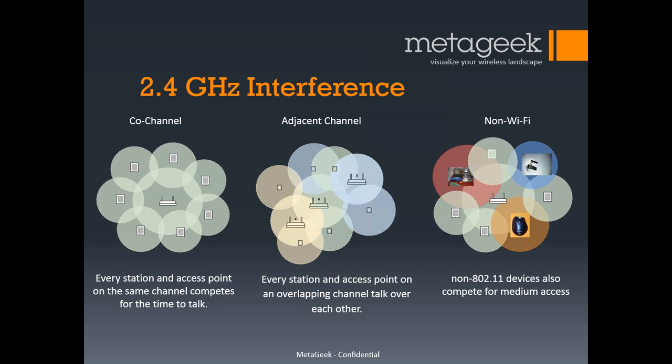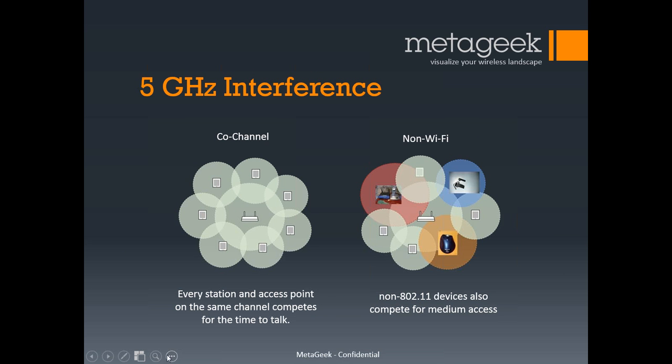And then the non-Wi-Fi interferers, these are things like the headset I'm wearing right now, which is a 2.4 gigahertz headset. It creates a non-Wi-Fi interferer. There's other things that are in the environment. Bluetooth is another common one, and other types of devices.